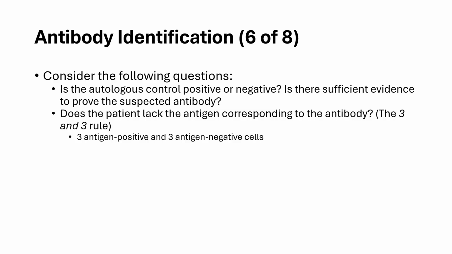We also need to ask, is the autologous control positive or negative? The autologous control is the patient's own red cells tested against their serum. A negative autologous control indicates no autoantibody or autoagglutination, making it easier to identify alloantibodies. Whereas if we have a positive autologous control, this can suggest the presence of autoantibodies or other factors like cold agglutinins, which could complicate the antibody identification.